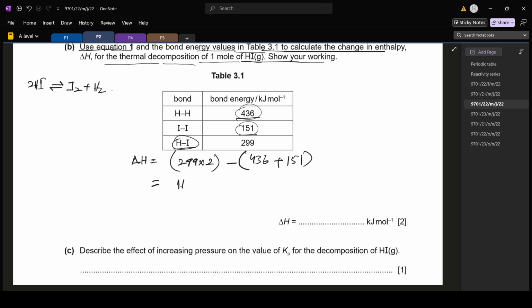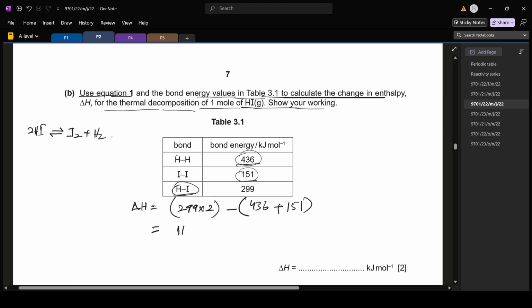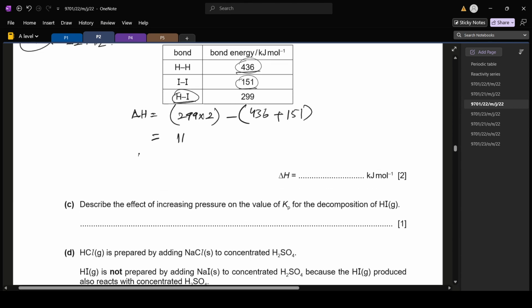But this is not the answer, because this is for 2 moles of hydrogen iodide, and in the question it says to find the enthalpy change for the thermal decomposition of 1 mole of hydrogen iodide. So for 1 mole you have to divide it by 2, which is 5.5. Okay, so this is the enthalpy change for the thermal decomposition of 1 mole of hydrogen iodide.